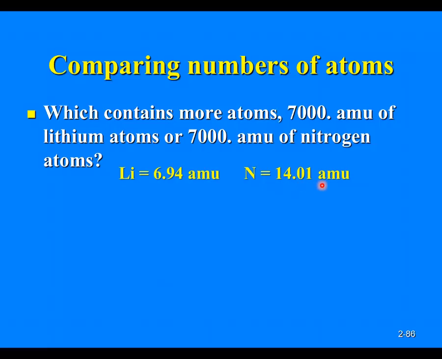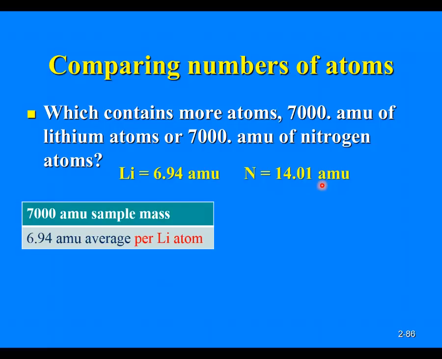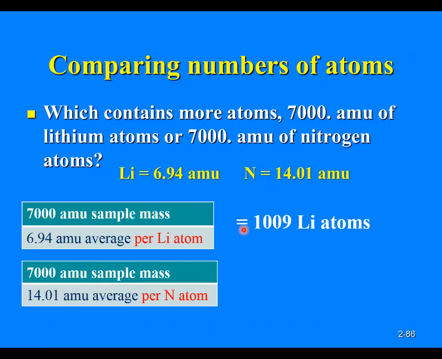Let's calculate how many atoms in each sample to see if we're right with our prediction. So I take 7,000 atomic mass units of my sample size, and I divide it by the relative atomic mass unit for lithium atoms, so 6.94 atomic mass units. It tells me that in this mixture I have roughly 1,009 lithium atoms. We have close to that. Okay, if I take 7,000 atomic mass unit sample size for the nitrogen and divide by the relative atomic mass unit of the heavier nitrogen atoms, you're going to see I have fewer, right? That's our prediction. We end up with only about 500 nitrogen atoms roughly.